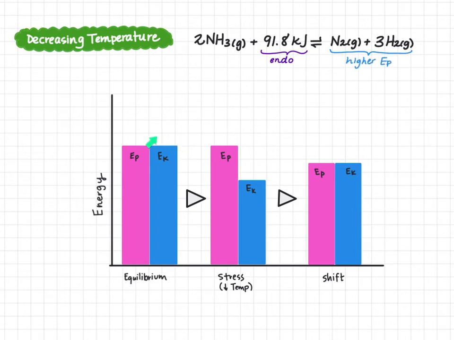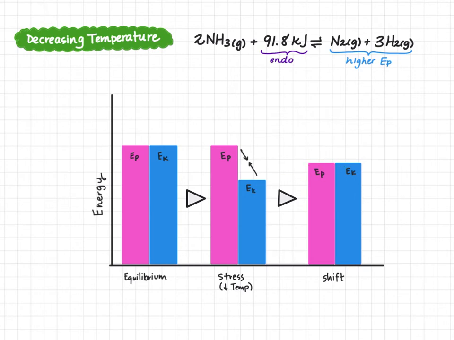So once again, at equilibrium, we have equal potential and kinetic energy. By decreasing the temperature, we are removing kinetic energy from the system. And so our equilibrium is going to shift so that we meet halfway. So some of that potential energy is going to turn into kinetic energy. So we're going to see a decrease in potential energy and an increase in kinetic energy.